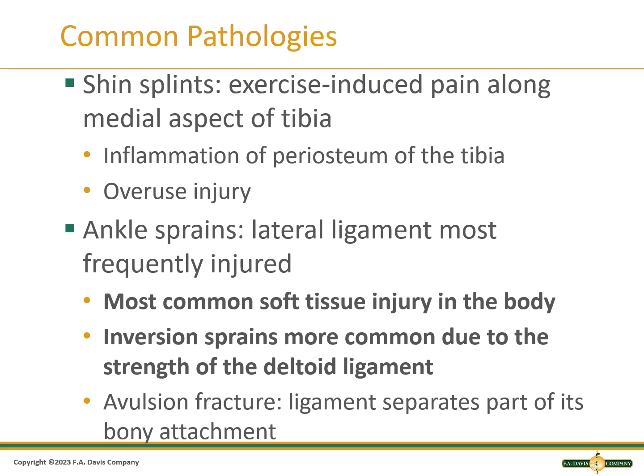What's the other ligament called? The deltoid ligament. So understanding that the strength of the deltoid ligament is why inversion sprains are more common than eversion sprains, and that ankle sprains in general are the most common soft tissue injury in the body.